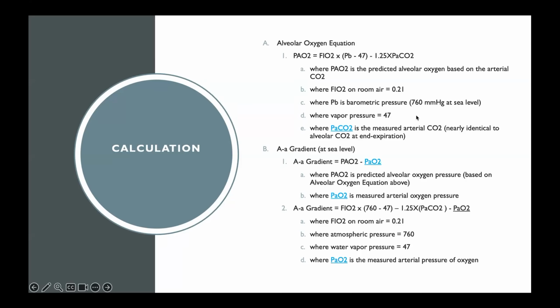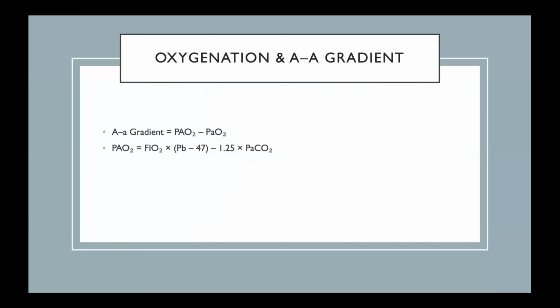Right, the gradient is the predicted alveolar oxygen pressure, PAO2, calculated from this equation, minus the arterial partial pressure of oxygen, PaO2. The same thing I was talking about, right? So now we'll see. Simply, the alveolar minus arterial partial pressure is the A-a gradient.